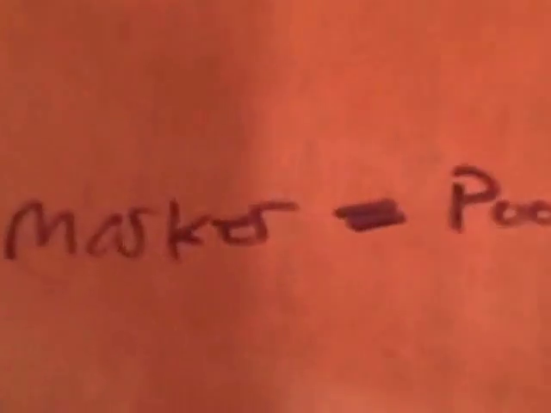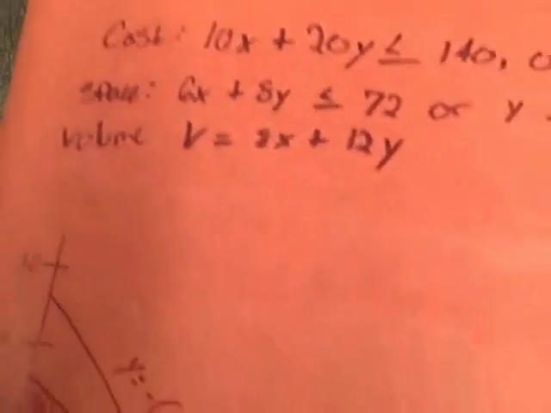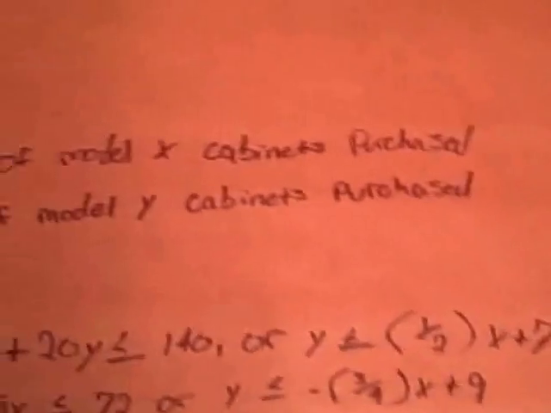As you can see right there, it says marker equals poop, because the marker I was using decided to stop working about a quarter of the way through this. So this is problem 3. I'm going to read it, and we're going to do it, and it's going to go a lot faster and be a lot less confusing than the first two problems.